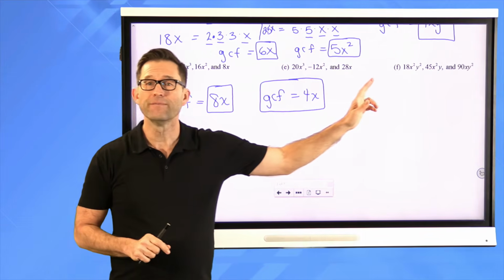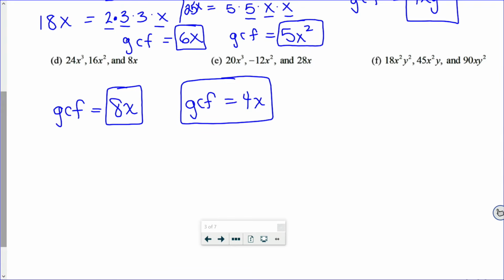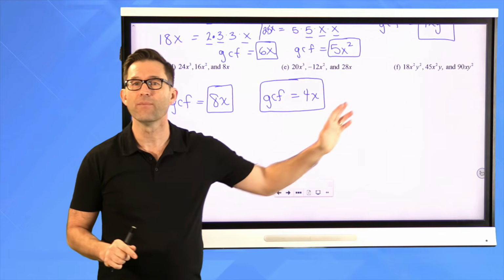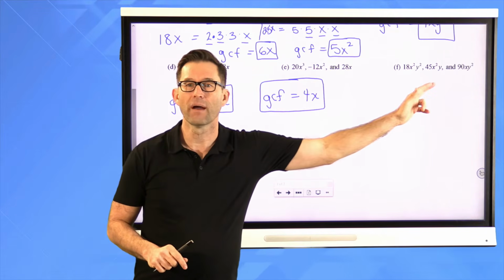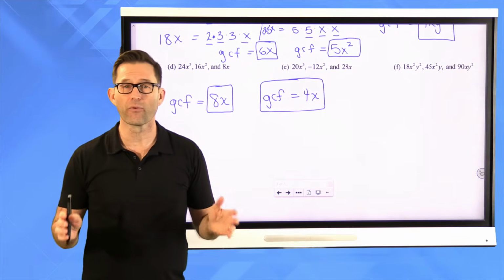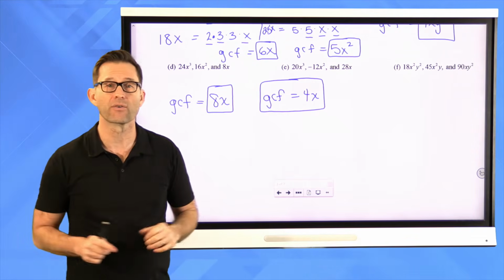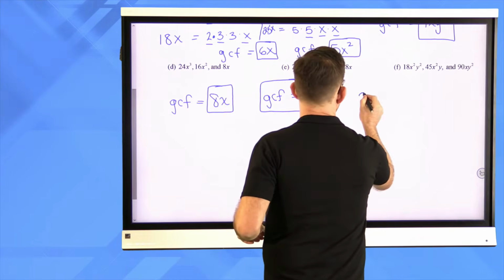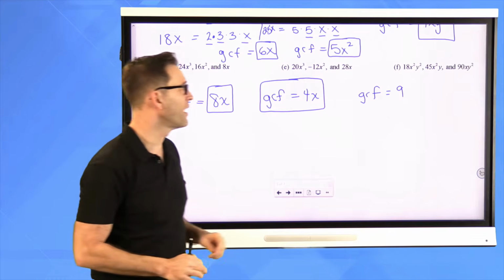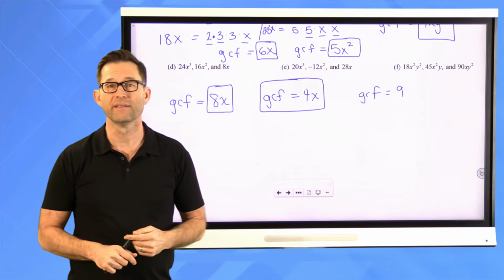In letter F, I've got 18x squared y squared, 45x squared y, and 90xy squared. Lots going on here, but still pretty easy, right? I think about my 18, my 45, and my 90. The largest numerical factor of all 3 of those is going to be 9, right? 9 divides into 18, 9 divides into 45, and 9 divides into 90.